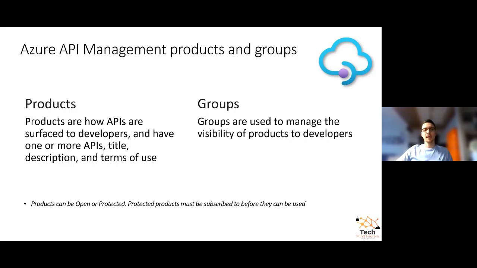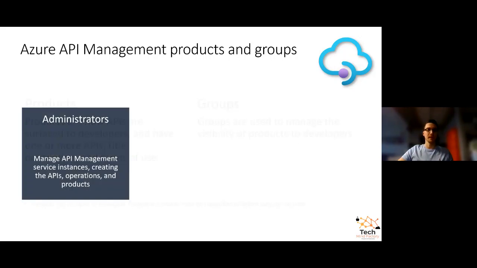And as you can see, products can be open or protected, and protected products must be subscribed before they can be used. So in this case, we need a subscription key. And once we have this subscription key, we can call our API. So that's very important. And of course, we can disable it, to not require this subscription key.